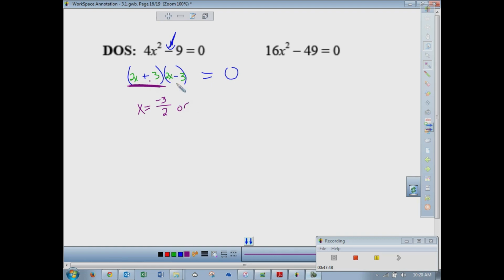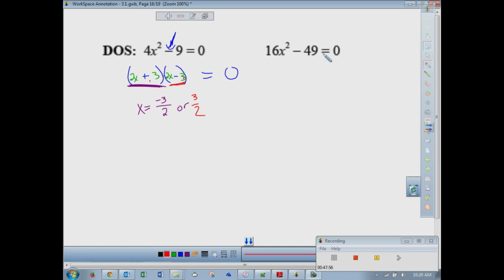Or, what value would make this guy turn out to be 0? Opposite of this number over that one. What would you get? 3 over 2. That's where this thing crosses the x-axis. Please do that on the other difference of squares.